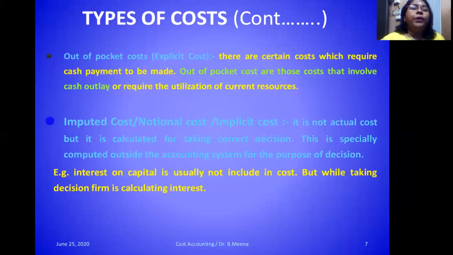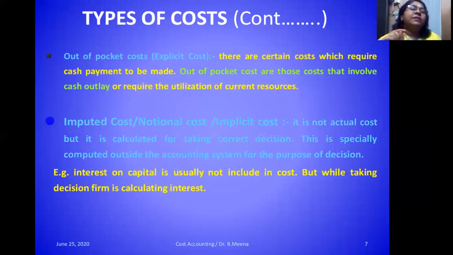As per the accountant's point of view, we consider only the explicit cost. Whatever cost we incurred and paid, that alone is considered, and they find the profit from it. That is profit as per the accountant's point of view. But the economist considers not only the explicit cost but also the implicit cost to know the profit. And this profit will lead the company to sustain in the future.